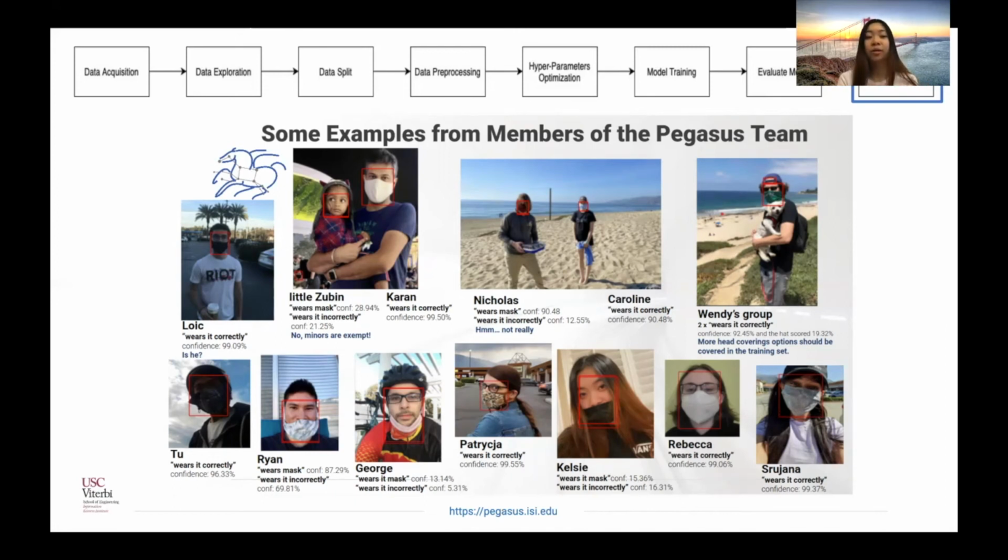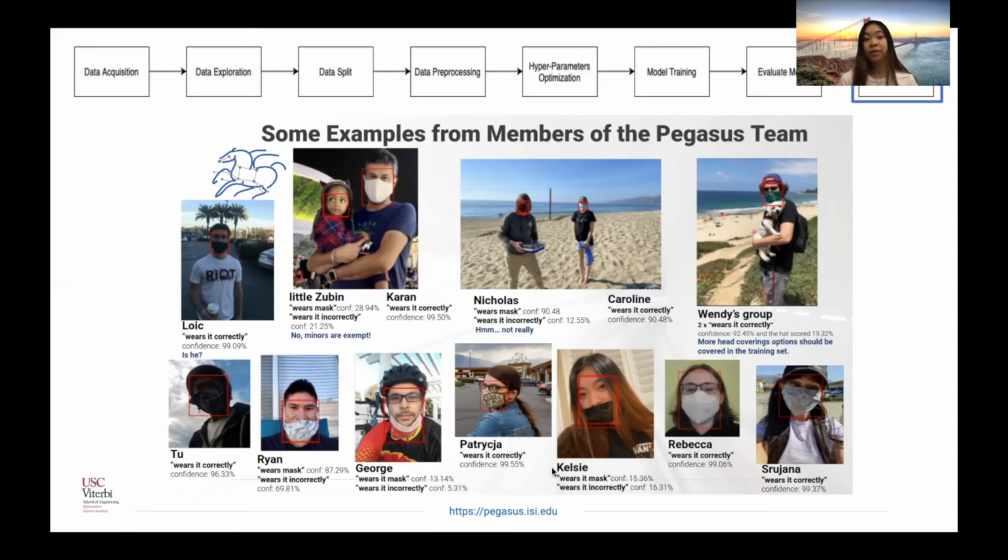However, we can also see what areas we need to improve on, such as balancing out our data and adding more images of people wearing their mask incorrectly, because the confidence level here is a lot lower, 16.31% and even as low as 5.31%. So that is one thing that we can improve on.